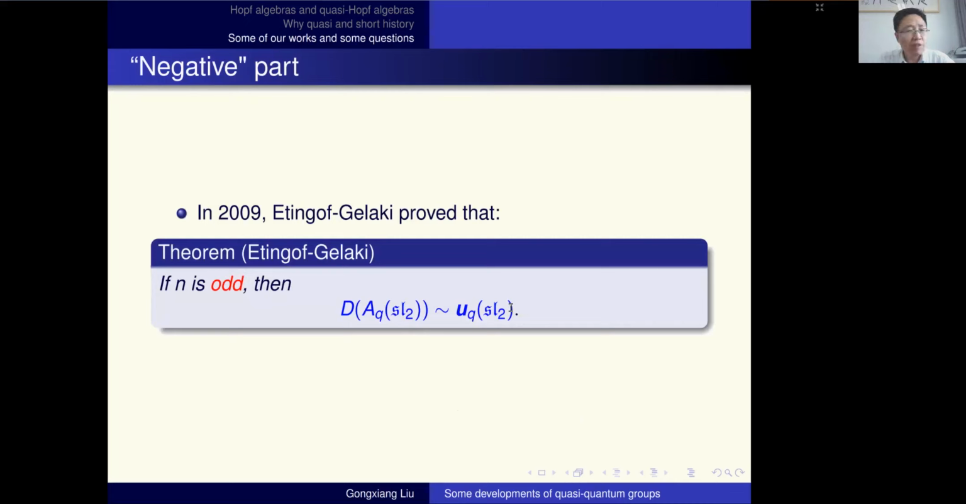The lucky point for me is that I started my computation before I knew this result. Maybe in the middle of my computation, I found this result. And when I found it, I felt very, very disappointed. I felt maybe I would fail in the end, because if n is odd, you cannot create a new quasi-Hopf algebra. Especially, you cannot create any general quasi-Hopf algebra.